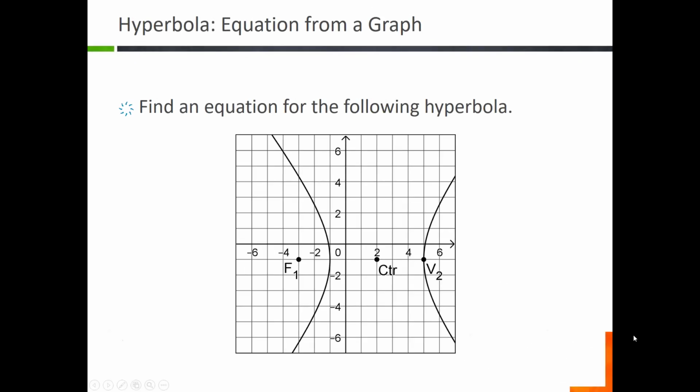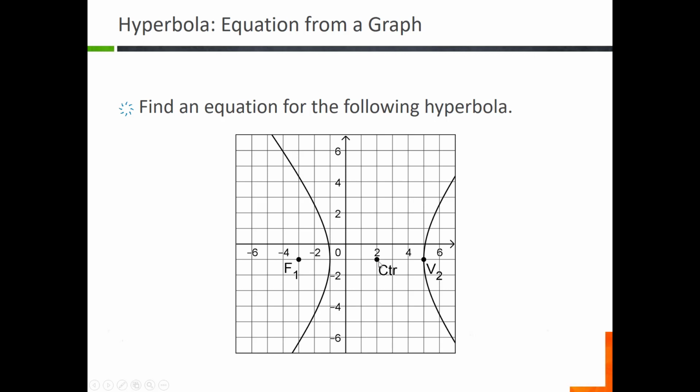So let's look at an example where we're given a graph. From the graph, we should be able to figure out where the center is located, which in this case looks like it's at (2, -1). We can figure out where the vertices are. At least one of them here is labeled for us. This vertex is at (5, -1). And then we have one of our foci, which over here is at (-3, -1).